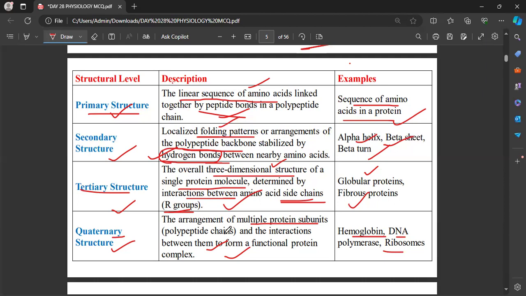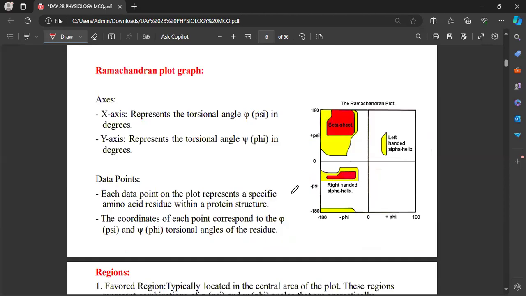I want you to revise the PPT which was issued by the sir. What you have to focus on are the bonds involved in the quaternary structure, the tertiary structure and the secondary structure. The bonds involved in these structures play an important role. That's all about the protein structure.